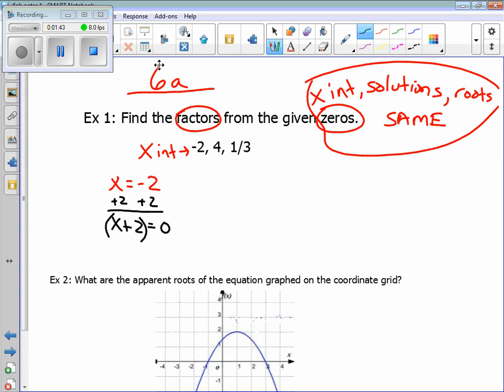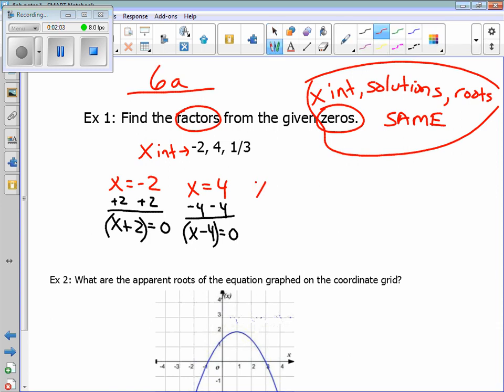For negative 2, x equals negative 2, the factor is x plus 2. Factor for x equals 4, make it equal 0, x minus 4. So the factor is x minus 4.